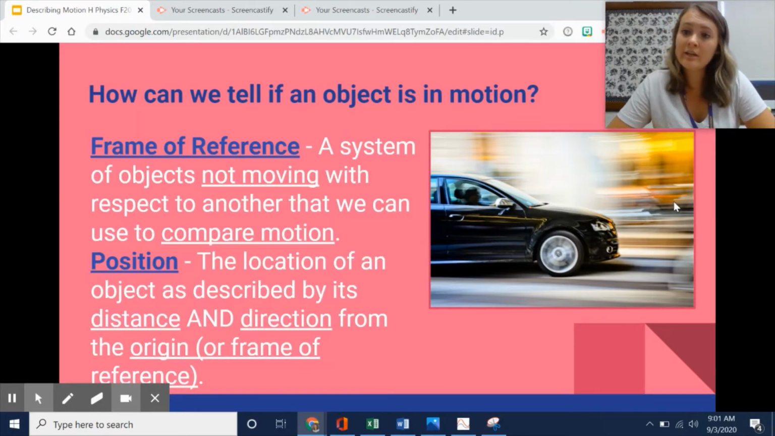Now I asked you to identify the position or the location of Waldo. This location that we describe in science, we call position. Position is the scientific word for the location of an object.